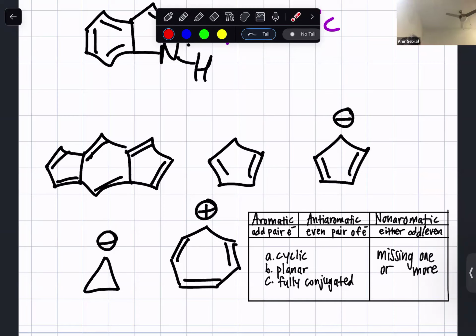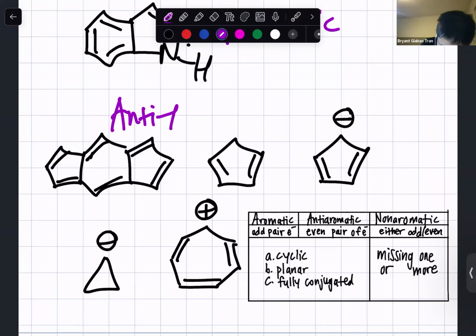Okay, so if that's fully conjugated, then 1, 2, 3, 4, 5, 6, and then it's even. So this would be anti-aromatic. Anti, because we have six pairs. Wait, 1, 2, 3, 4. Yes, which is an even pair. Even pair, anti-aromatic. Nice.